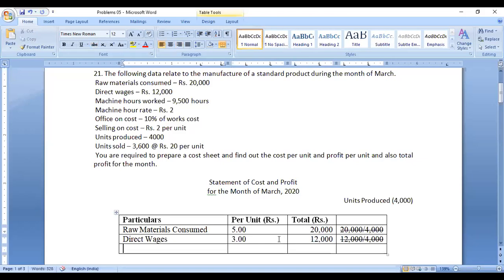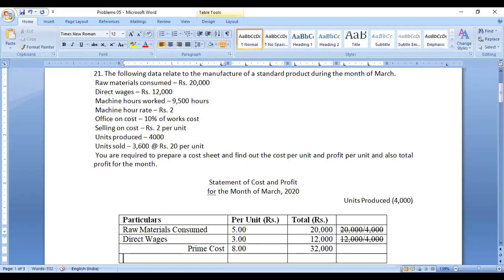Now these two amounts, direct materials and direct wages, are given. Direct expenses are not given. If you put together the two values, you arrive at what is called the prime cost. The total of these two values is 32,000, divided by 4,000 you get the cost per unit of rupees 8.